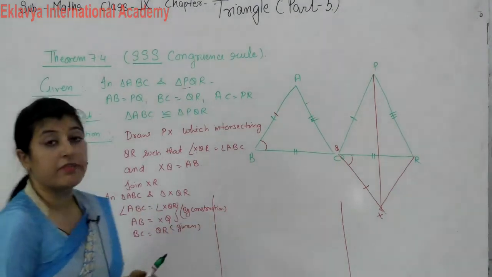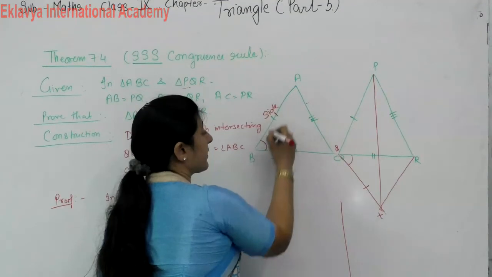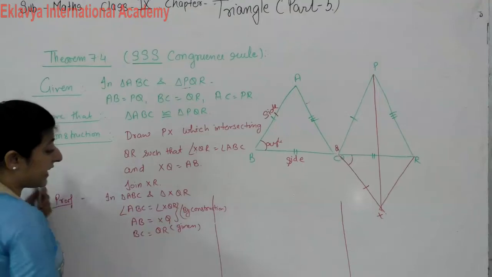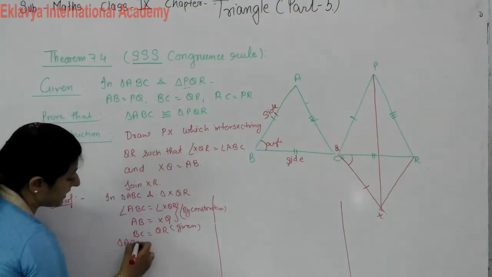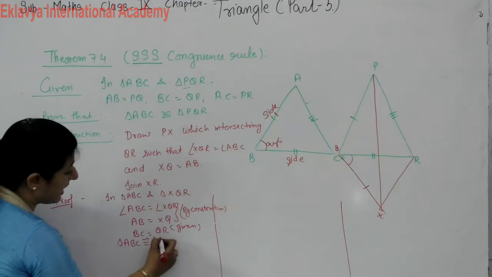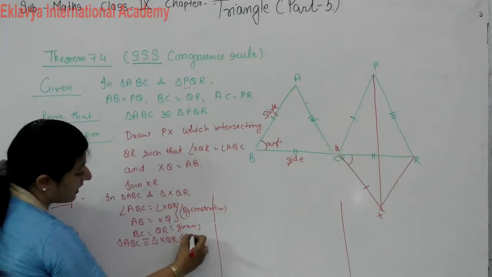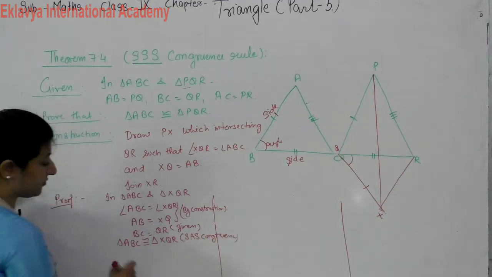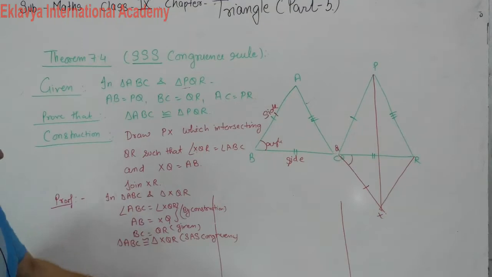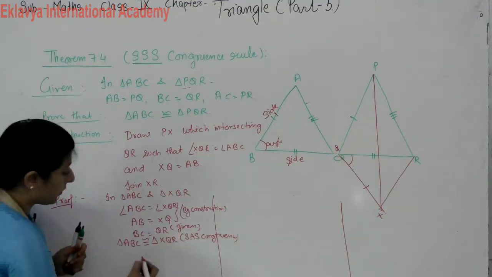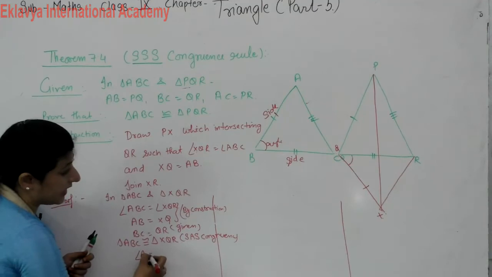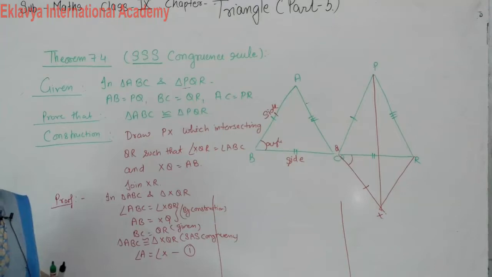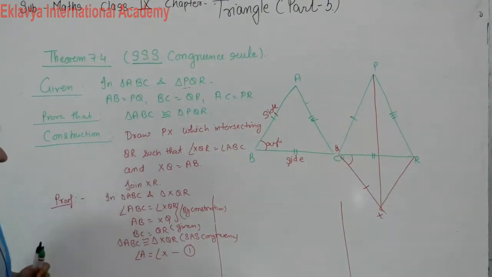Then see in the figure, by which rule? Side, angle, side. Triangle ABC is congruent to triangle XQR by SAS congruency rule. By this rule, these two triangles are congruent. If they are congruent, then we can write down angle A is equal to angle X. This is equation first. Angle A is equal to angle X.